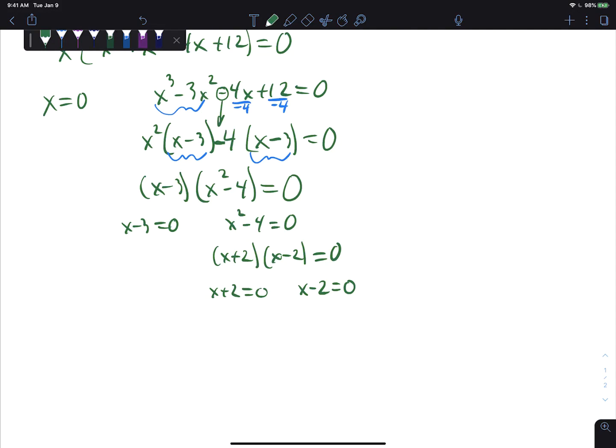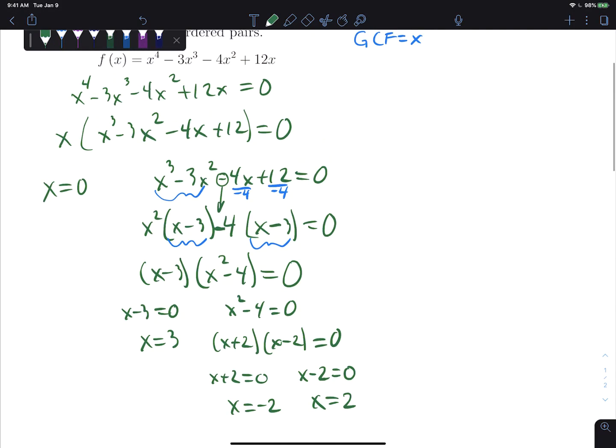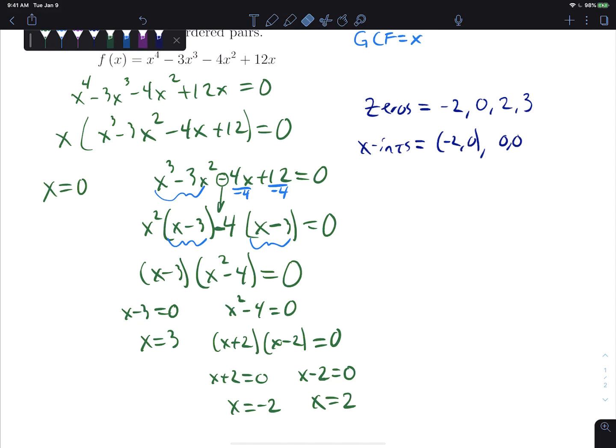Solving every equation that we can. Notice that the x equals 0 over here is already solved. X minus 3 equals 0. I add 3. So we get x equals 3. Here we subtract 2. So we get x equals negative 2. And here we add 2. So we get x equals 2. Awesome. So that tells me that the zeros are negative 2, 0, 2, and 3. And that also tells me that the x-intercepts are negative 2, 0, 0, 0, 2, 0, and 3, 0. Awesome.